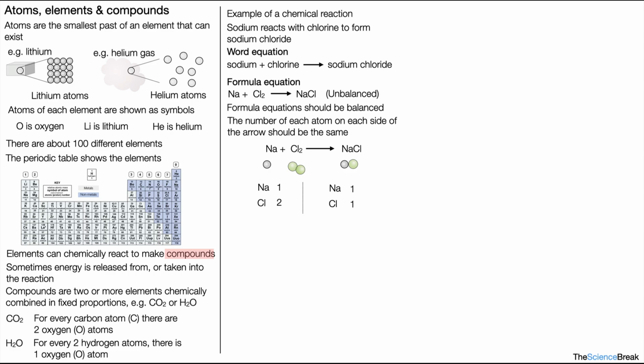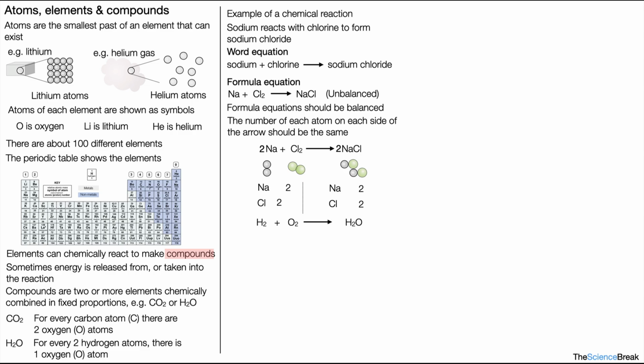This is not balanced. What we can do is add another Na on the left hand side. So now the Na on the left, there are two of them. And if we add another NaCl on the right hand side, we can see now that we have two Nas and two Cls. This is now balanced. We can add a big number 2 in front of the Na in the reactant side, and we can add a big number 2 in front of the NaCl on the product side. This is now balanced.